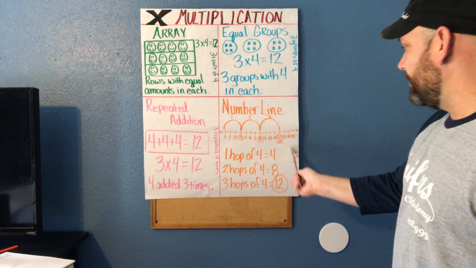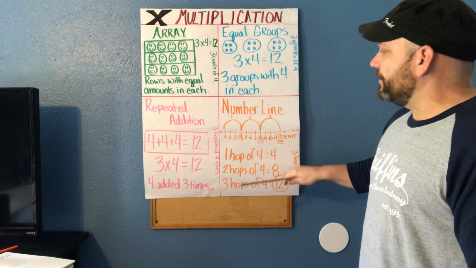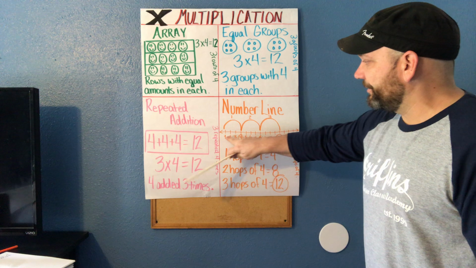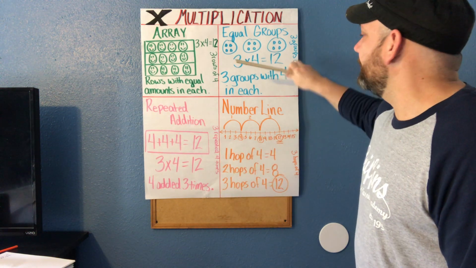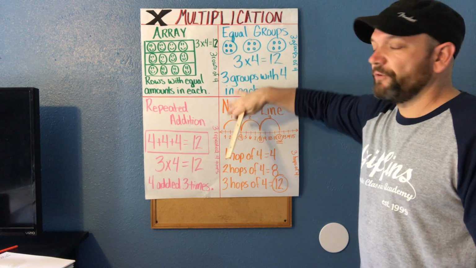So the small writing over here says 3 hops of 4. Each one of these is just the way that we think of the problem. 3 hops of 4, 3 repeated 4 times, or actually that was 4 repeated 3 times. 3 groups of 4, or 3 rows of 4.